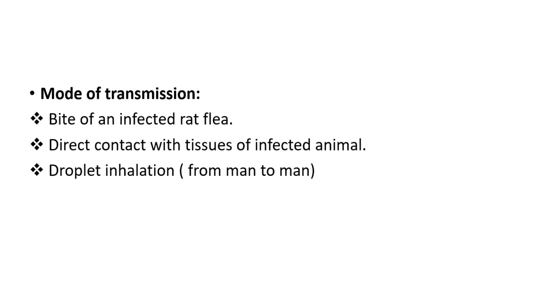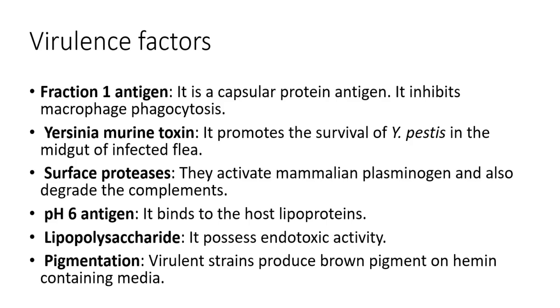So mode of transmission, how does man get infection? By the bite of infected rat flea, direct contact with tissue of infected animals, and droplet inhalation, meaning from man to man transmission. The virulence factors of Yersinia pestis include factor 1 antigen, which is a capsular antigen.